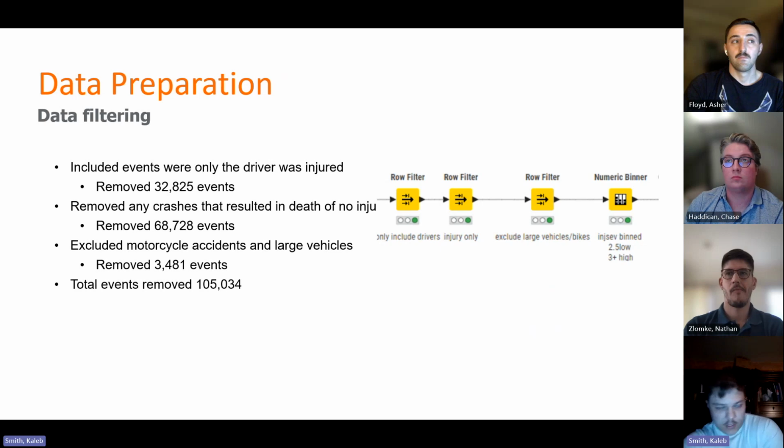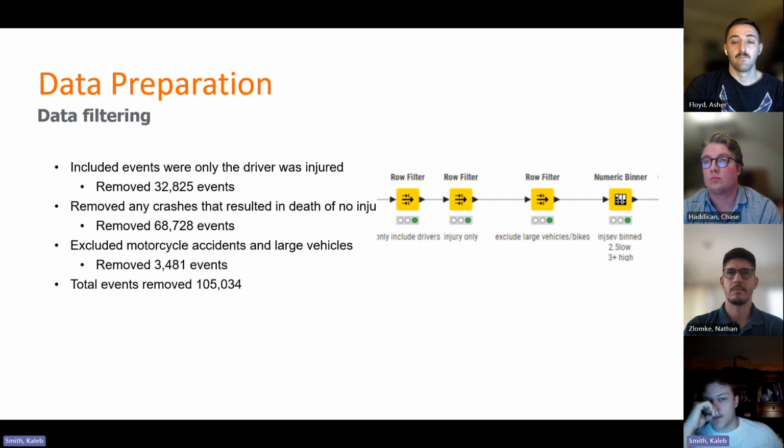So once the data was merged into the combined data set, it was filtered. The first thing that we did was only include events where the driver was injured. Doing that removed 32,825 crashes out of the data set. Next, we removed any crashes that resulted in death or no injury. We did this because we're only looking for people with injuries. And so that would remove the deaths or the non-injured people from our models.